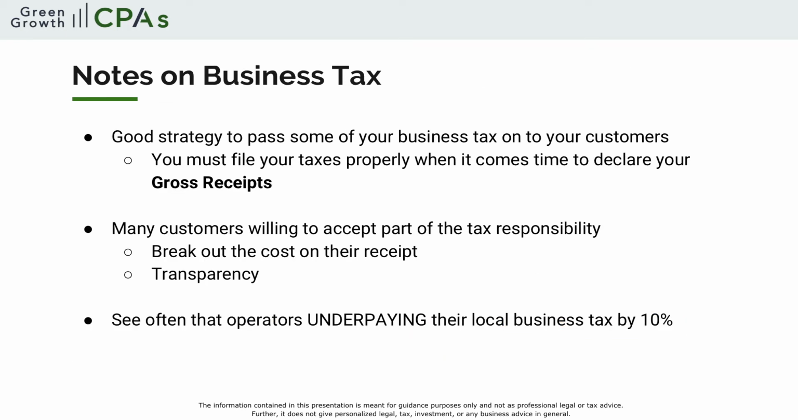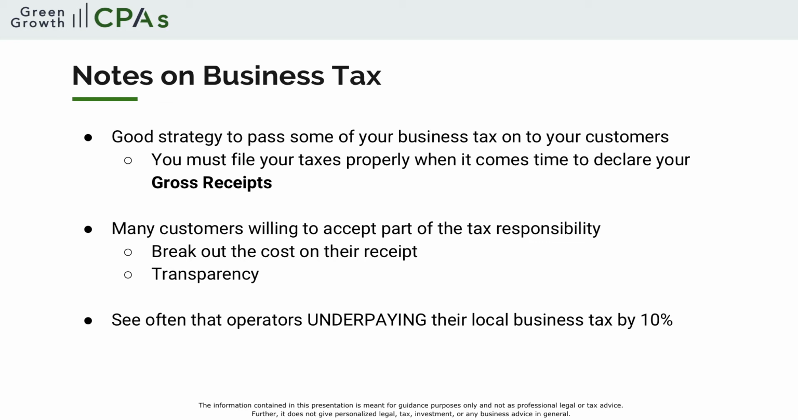While it's a good strategy to pass on some of your business tax onto your customers, be aware that you must file your taxes properly when it comes to declaring your gross receipts. And customers coming to licensed shops, they know they're going to be taxed, and many customers are willing to accept part of the responsibility of paying your business tax in your sales price, as long as you break it out on the receipt and itemize that receipt for them. And it's a good strategy to be transparent in everything that you do, but especially when you're passing along some of the costs of running your business.